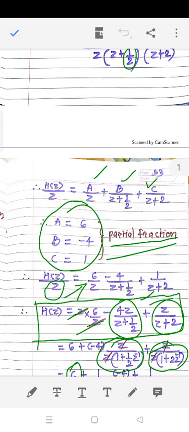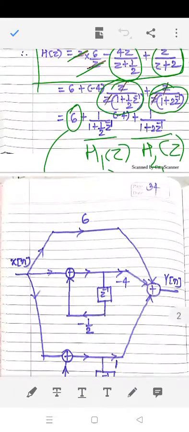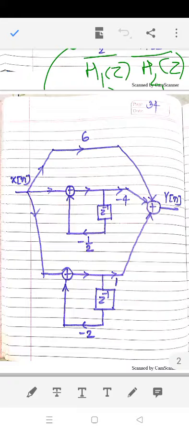The first z term is cancelled, and H1 of z and H2 of z are not in the standard form, which is encircled in green color. So these two are not in the standard form. So we should take z common from the denominator. So we are converting the given parallel form of H of z into the standard form of H of z that we have observed in the first two numericals. Okay, so we get that conversion, and we will draw such a type of structure. Thank you. We will go for the next numerical.